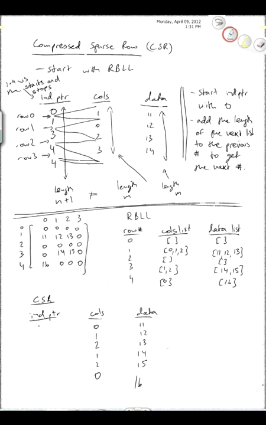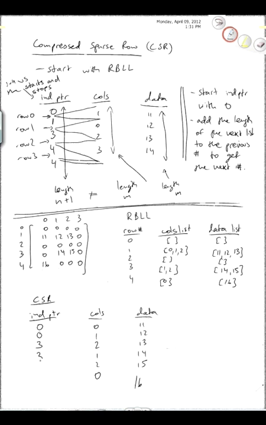And then let's construct index pointer. To construct index pointer, we always start with 0. And then to this 0, I have to add the length of the first list, which is 0 here. So I'm going to have another 0. Then I have to add the length of the next list, which is 3. So that's why the next number is going to be 3.